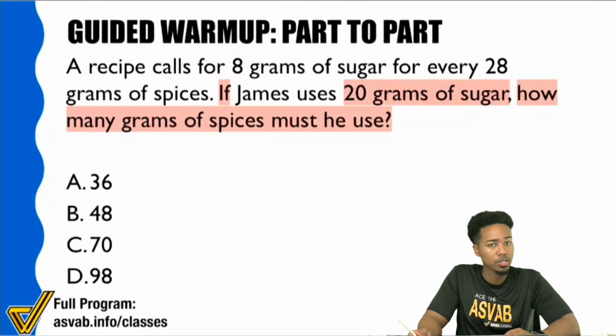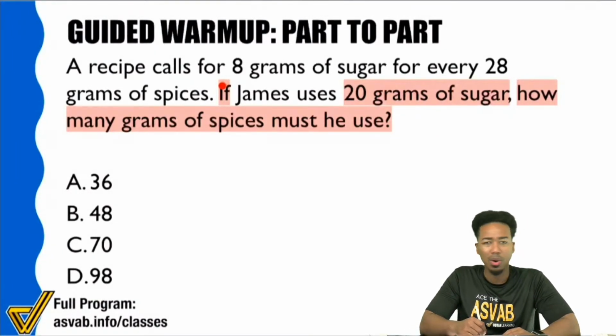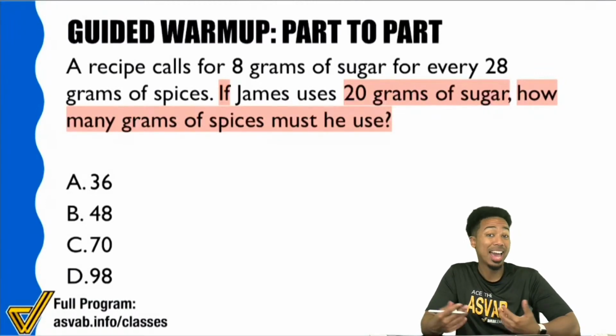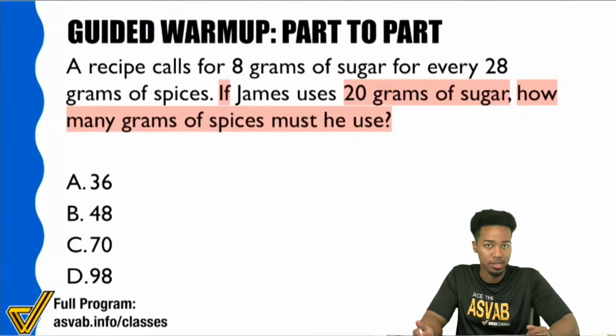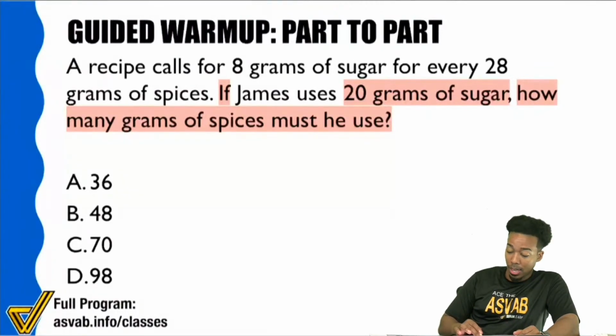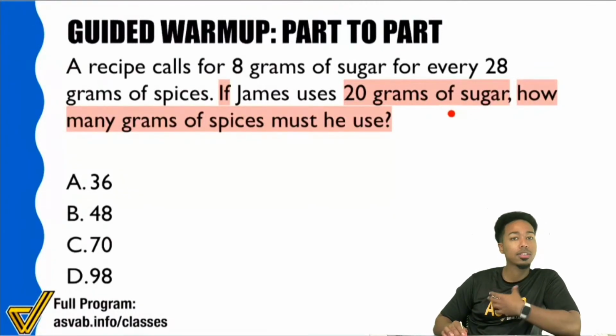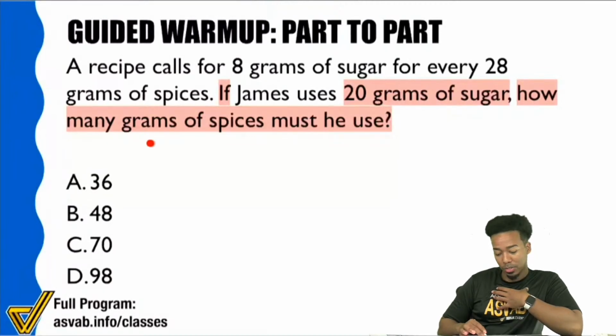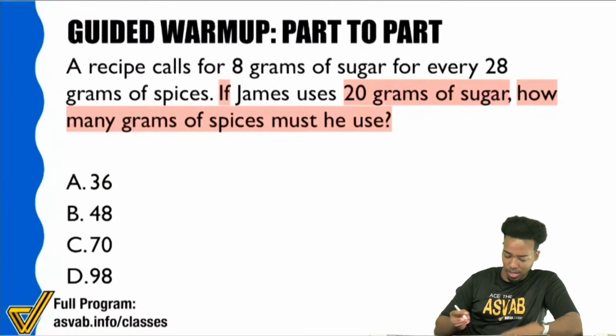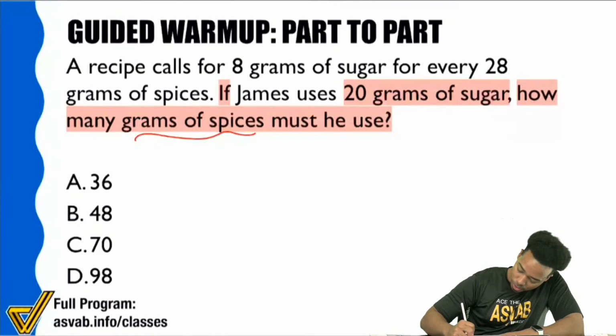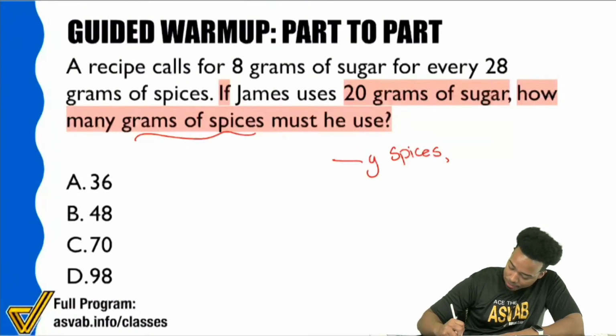We got to make sure we read the question carefully here. The word if, again, all that's doing is giving you information that's related to this. So if 20 grams of sugar, that's how much we have. What we're really looking for is grams of spices. So let's write that down here. I'm looking for blank grams of spices, and I have 20 grams of sugar. So I'll just say blank grams of spices with 20 grams of sugar.